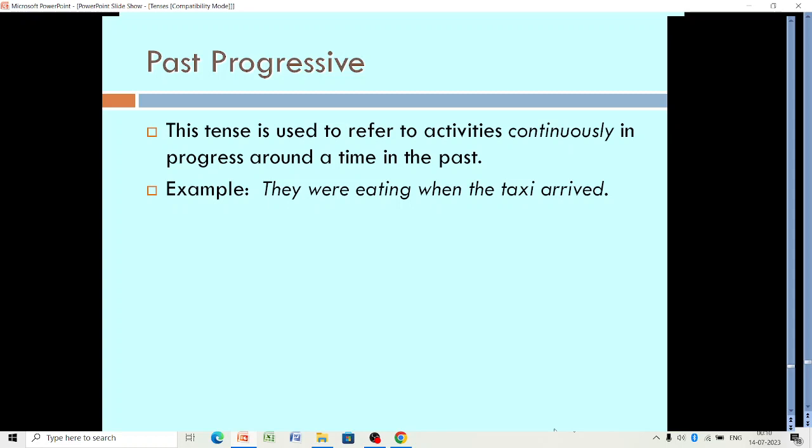As I mentioned, the connection between past perfect and simple past, in the same way past progressive, past continuous is also used along with simple past. The form of the verb is was, were, and then verb plus ing. That's past progressive.